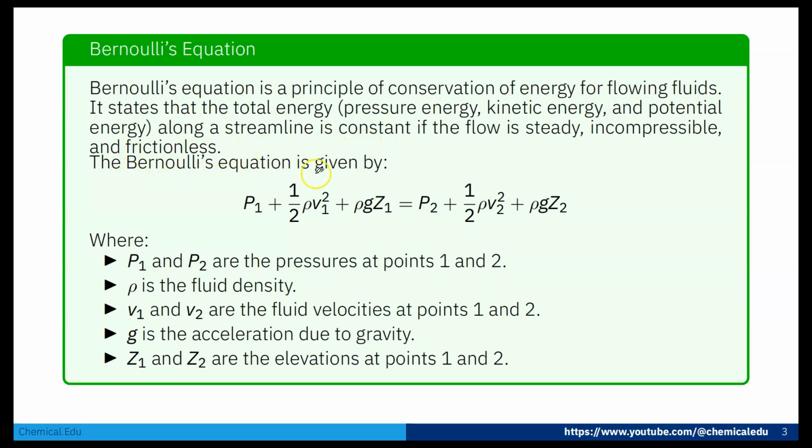Bernoulli's equation is given by P1 plus half rho V1 squared plus rho g Z1 is equal to P2 plus half rho V2 squared plus rho g Z2, where P1 and P2 are the pressures at point 1 and point 2, rho is the fluid density, V1 and V2 are the fluid velocities at points 1 and 2, g is the acceleration due to gravity, and Z1 and Z2 are the elevations at points 1 and 2.